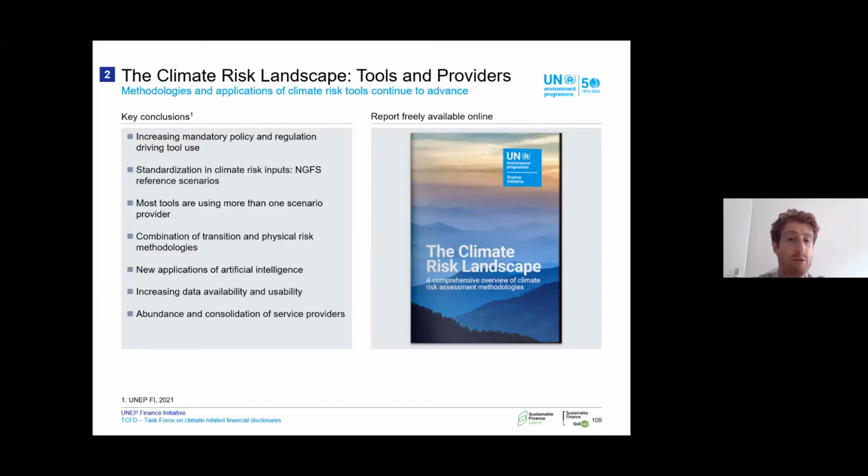Big takeaways are, as I said, the regulatory requirements and the interest in this topic are driving new approaches and new market entrants. There's also, though, more of a common underlying data, and that might be in the sense of physical risk data coming from a given source, whether those are representative concentration pathways from the IPCC, or now scenario pathways from the Network for Greening the Financial System, the NGFS.